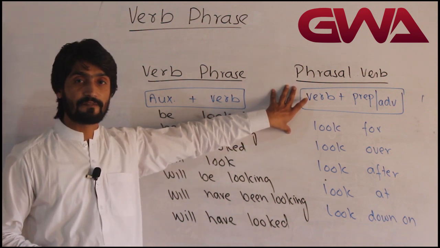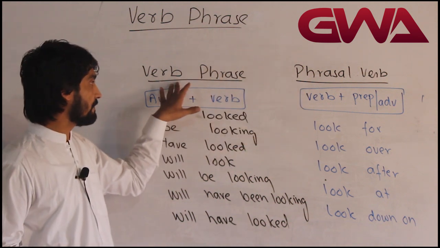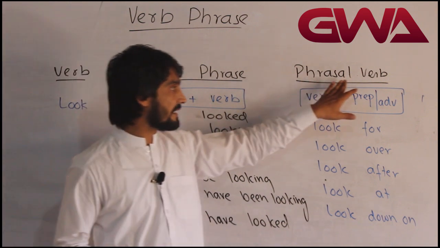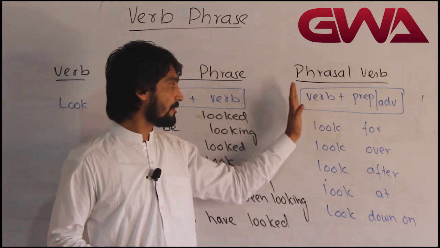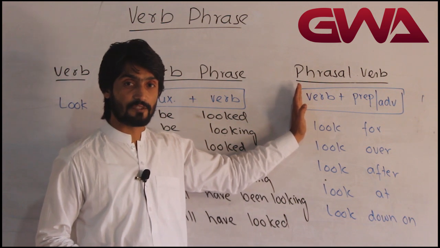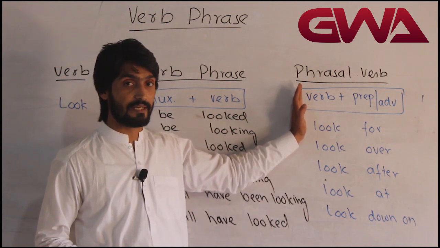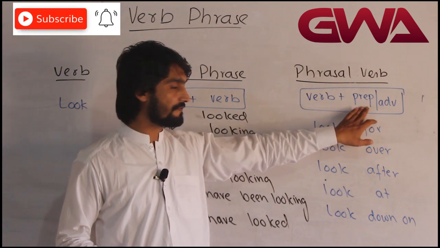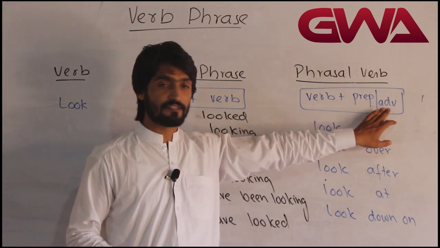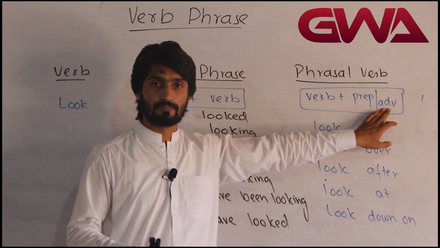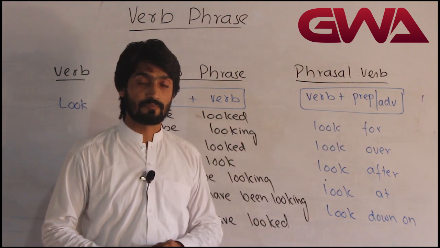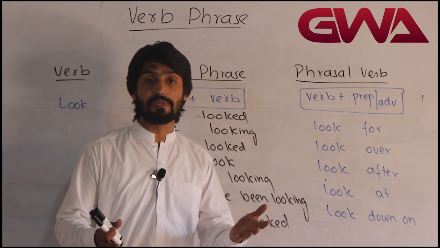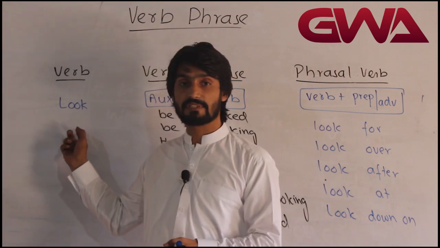Now, let me explain a phrasal verb. In verb phrase, we have auxiliary verb and a main verb, and in phrasal verb, we start with the main verb. We don't look at an auxiliary verb. After main verb, when we have a preposition or adverb or both of them, that is called a phrasal verb. Now, phrasal verb has a different meaning from the verb itself.